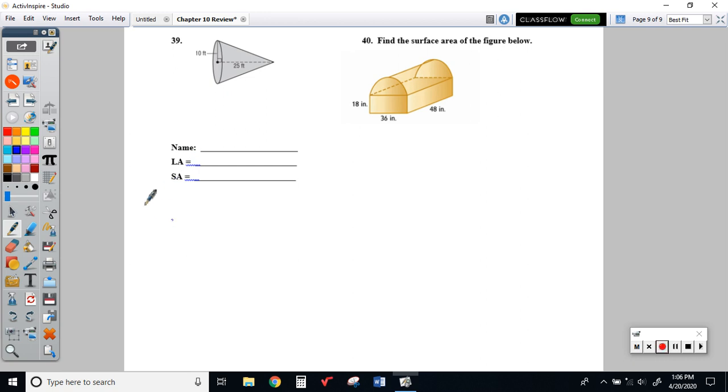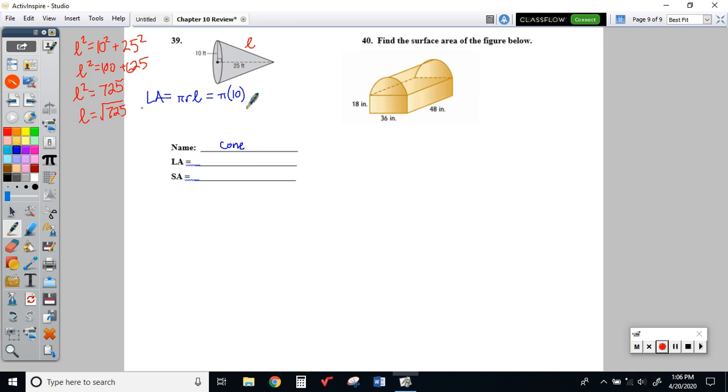So for this one, it looks like we have a cone. The lateral area is going to equal pi RL. So you'd have pi times 10 times the slant height. You'd have to do a Pythagorean theorem calculation for that. So L squared is going to equal 10 squared plus 25 squared. That means L squared would equal 100 plus 625, sorry. So L squared is 725, so L is the square root of 725.